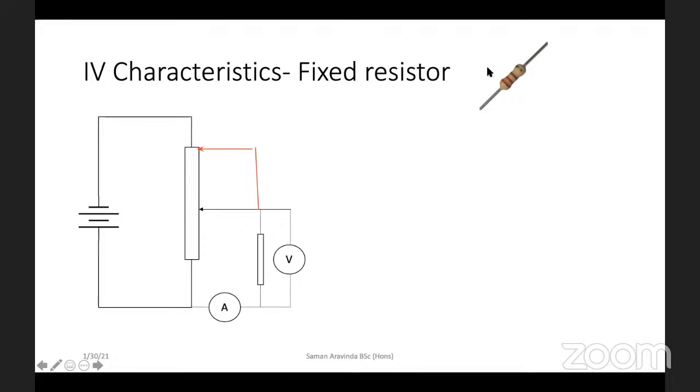So then what voltage are we measuring? Voltage across the fixed resistance. This one. So when the slider is moved all the way up, what is the potential difference across this one? That's zero, right? Then what about this? Then it's maximum. Good, correct.